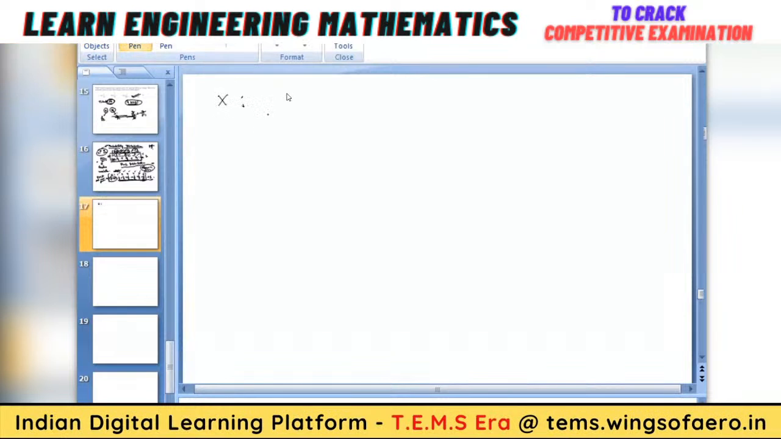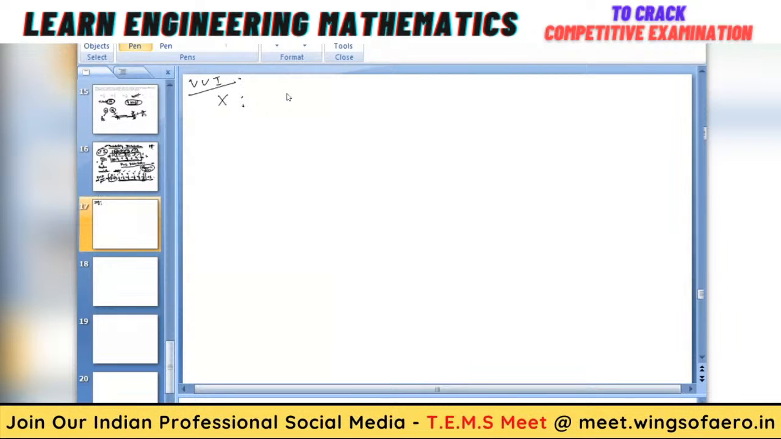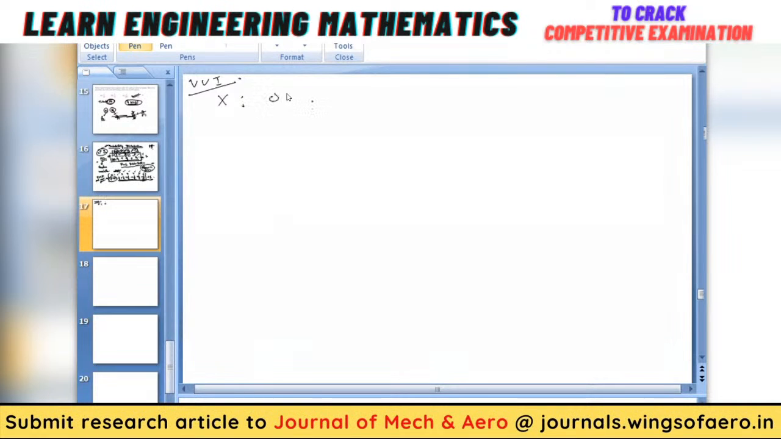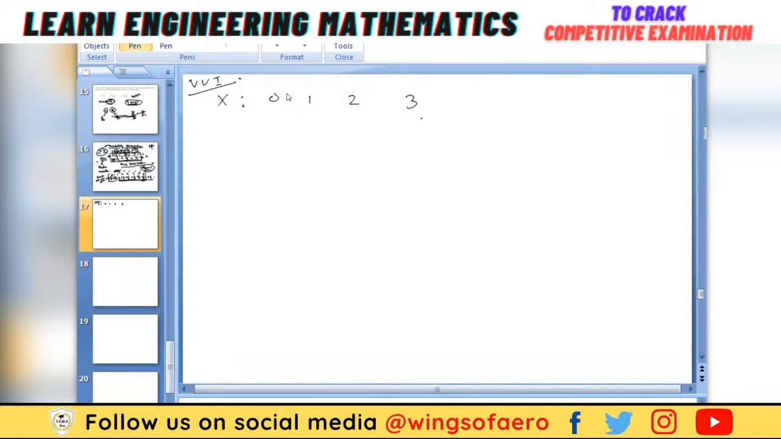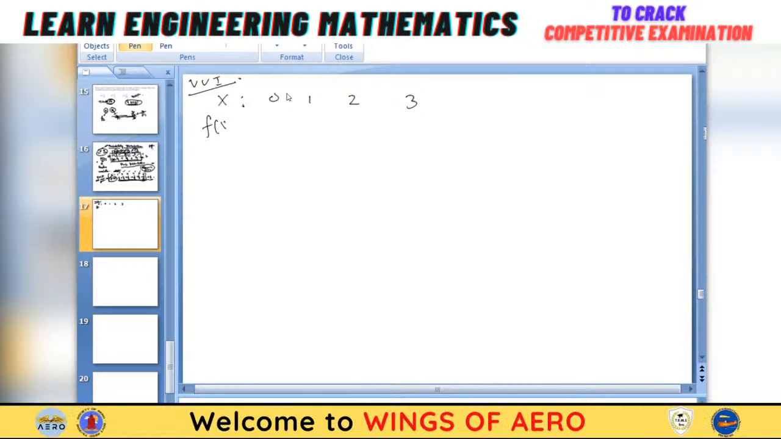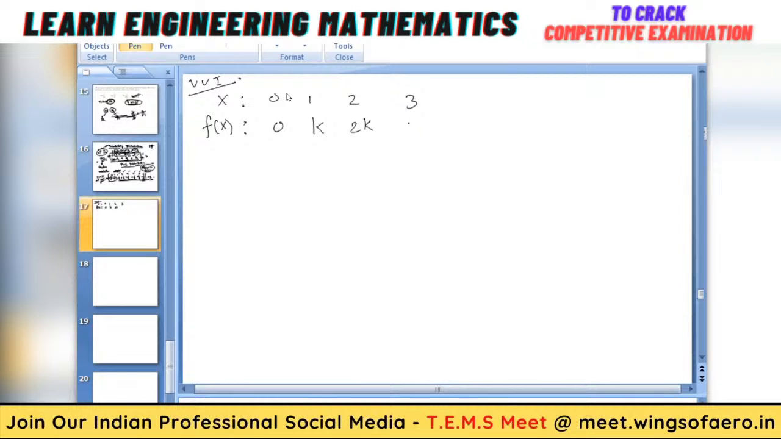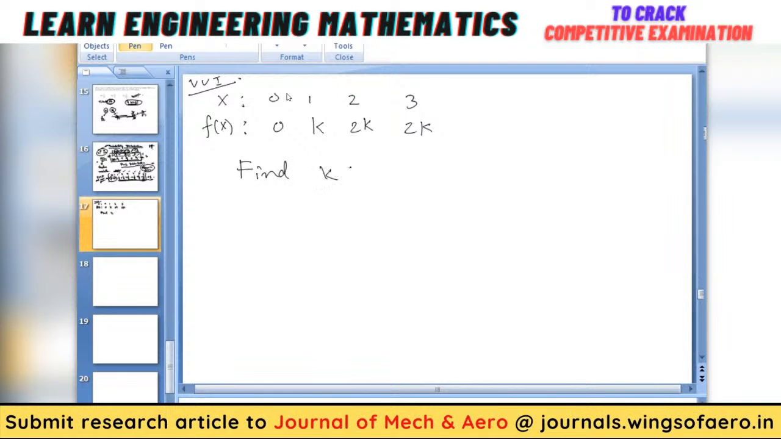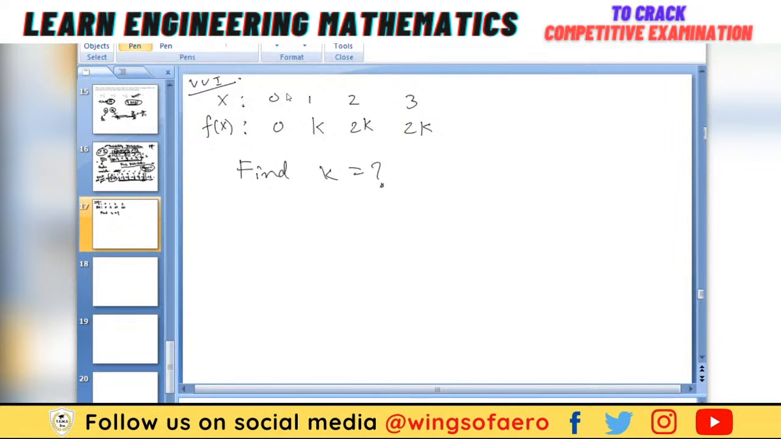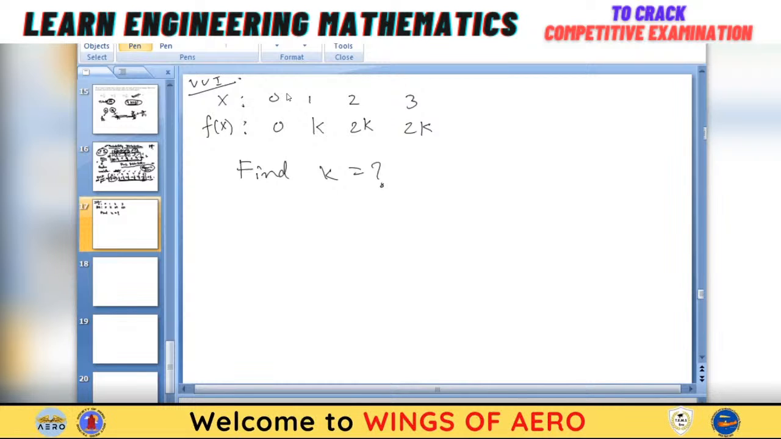Very important question. I found this kind of question many times in the GATE exam. x takes the values 0, 1, 2, 3, and f(x) is 0, k, 2k, 2k. Find k is equal to what? Try to solve it.